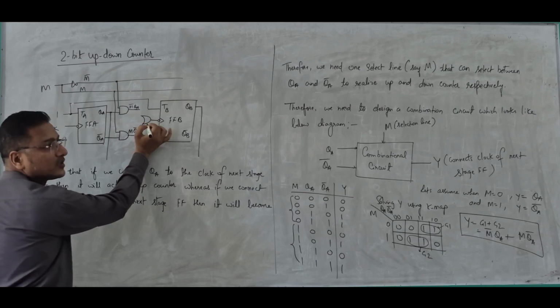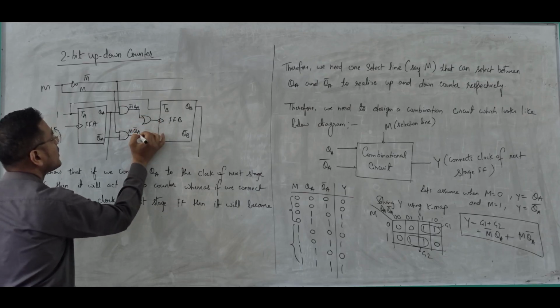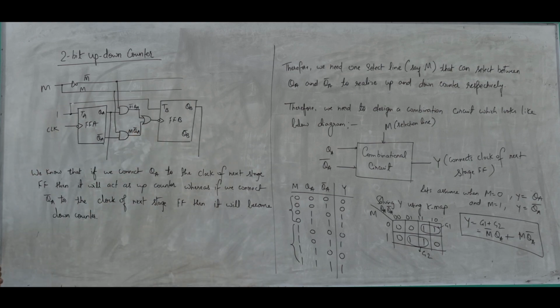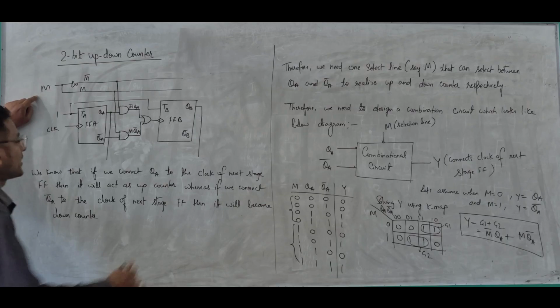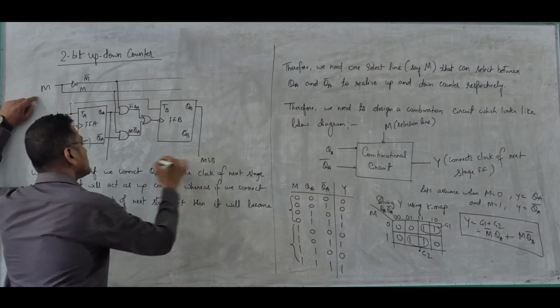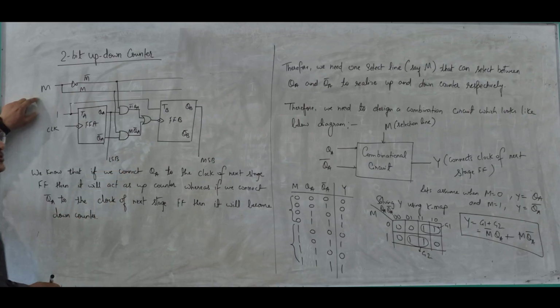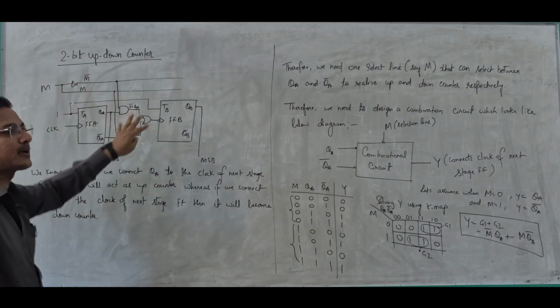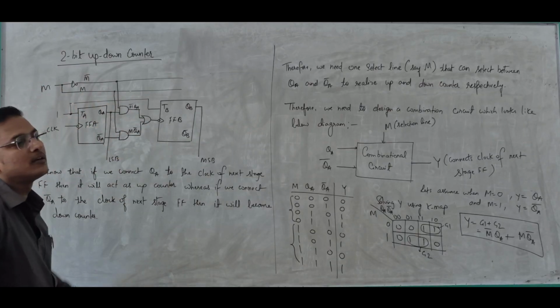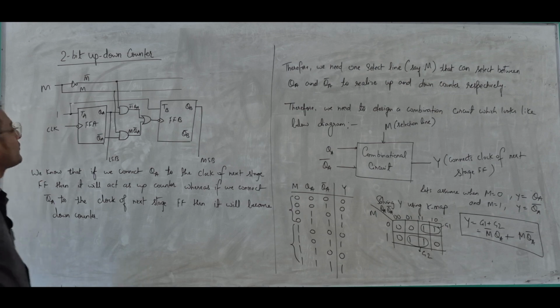And let's feed this into the clock of the next stage. So now we're choosing M. Now this is your MSB. Choosing this M, if M is 0, this will act like an up counter. If M is 1, it will act like a down counter. Okay, and if you don't believe me, you can check it out.